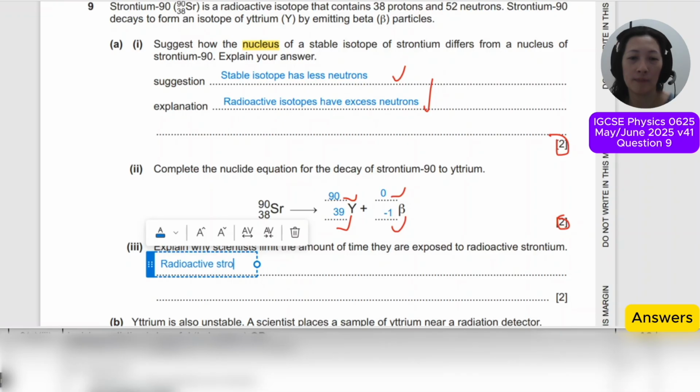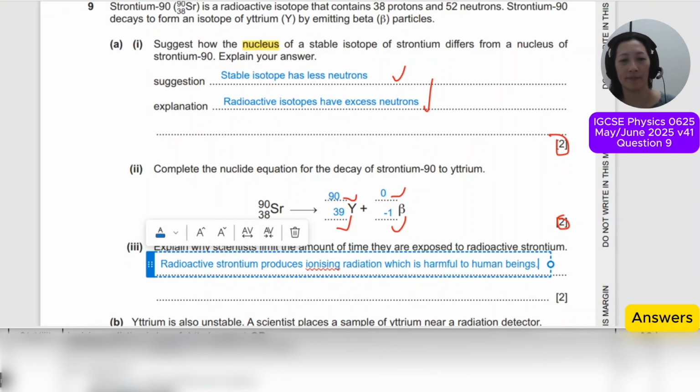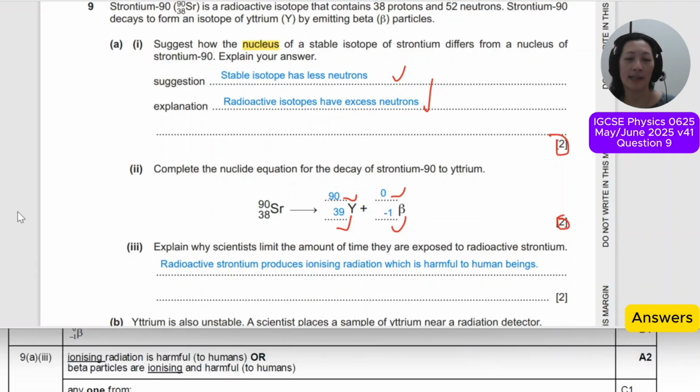Radioactive strontium produces ionizing radiation, which is harmful to human beings. Let's check the mark scheme. You can see in the mark scheme here, the word ionizing is underlined, which means that you must use the term ionizing in your explanation. You must also mention that it is harmful. That's how you get the 2 marks.